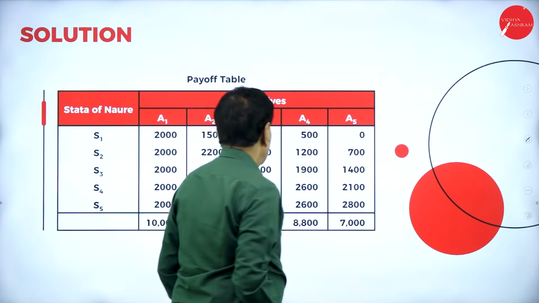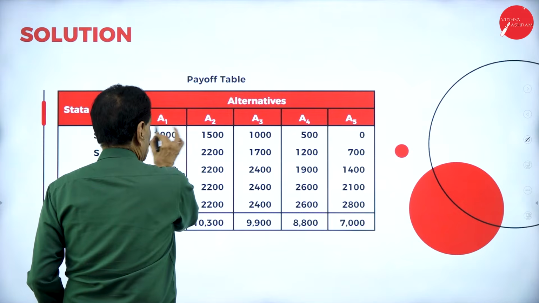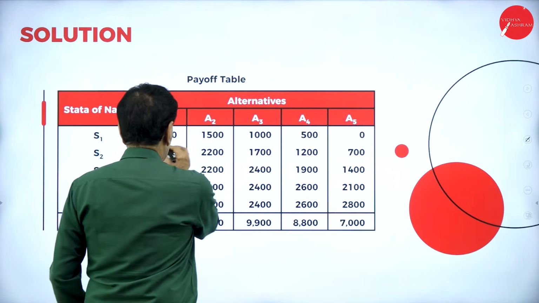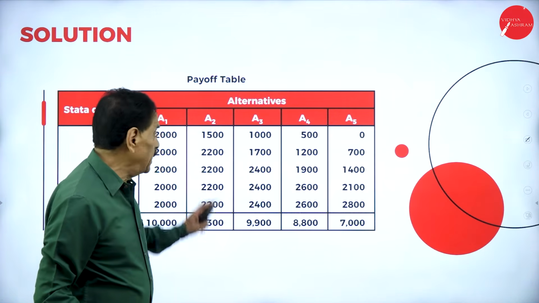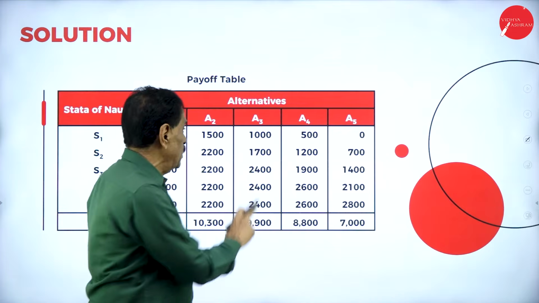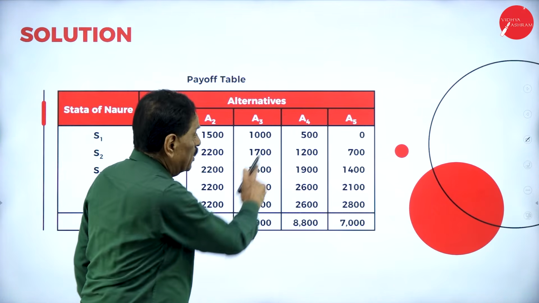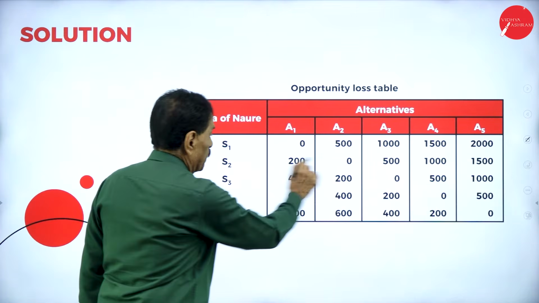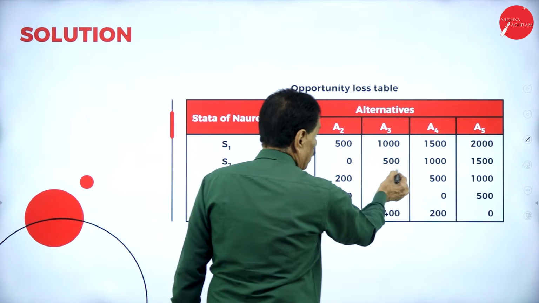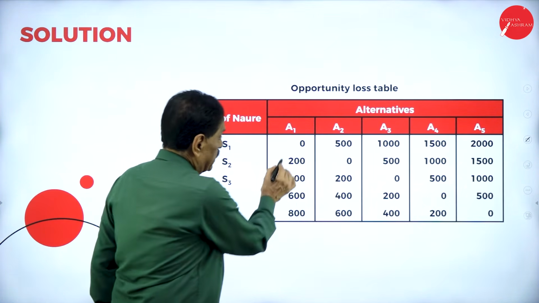Opportunity loss. In the first column, find out which is the highest one. This 2000 is a 0. Then bring out the difference. 2000 minus 1500, that is 500. 2000 minus 1000 is 1000. 2000 minus 500 is 1500. 2000 minus 0 is 2000. Same thing you have to do for all these. 2000, 0, 500, 1000, 1500. So this line should come.